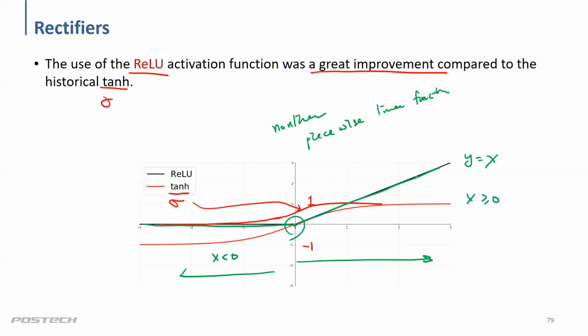Here the slope is 1, and here the slope is 0. What about here? What's the slope at the origin? What do you think, guys? Infinite. Okay, then let me ask, this is a continuous function, of course, but do you think this is differentiable or not?